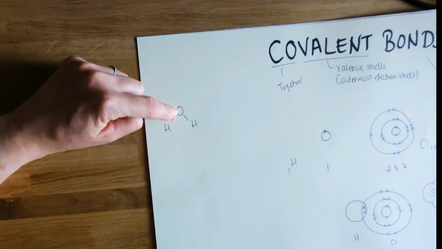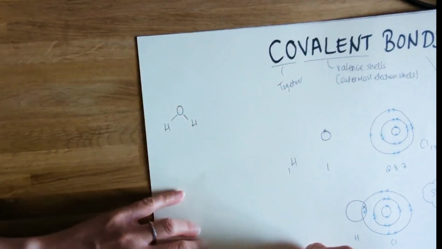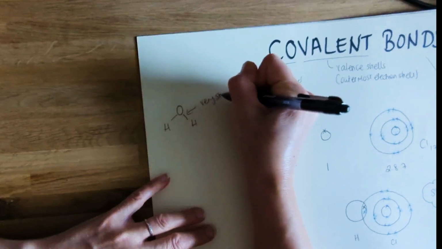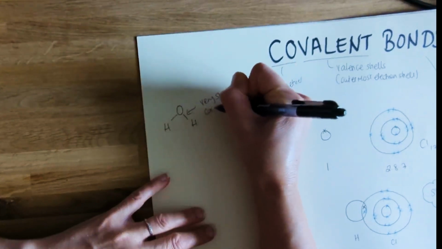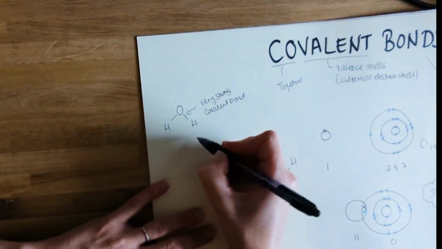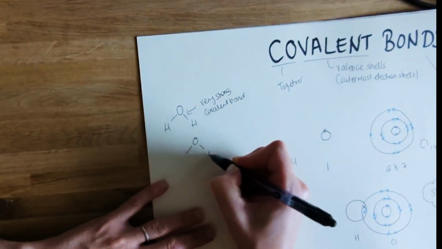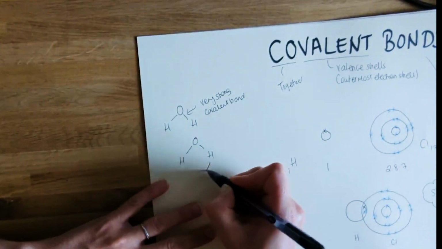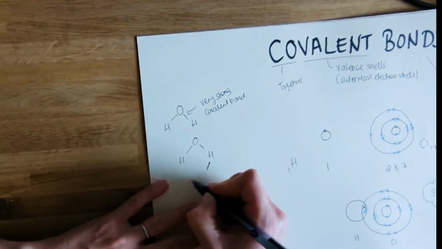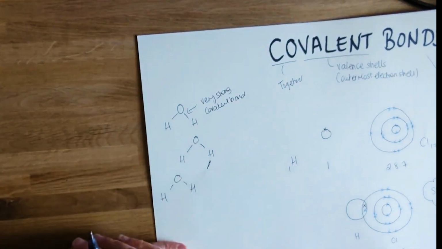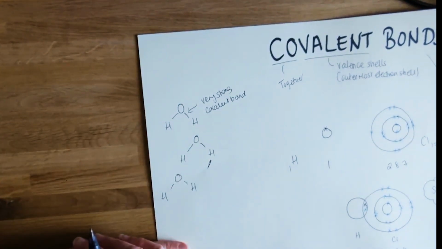Each oxygen bonds with 2 hydrogen atoms, and we have a very strong covalent bond. Now, if you had a glass of water, you would have millions, billions, trillions of water molecules in that glass of water.